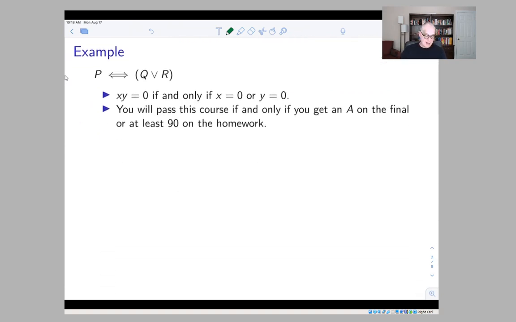Here's another example. It's similar to the first one, but it involves a biconditional statement instead of just an implication. So it says in symbols, P if and only if Q or R. And here are two examples of statements of this form. One says XY equals zero, that's P, if and only if X equals zero, that's Q, or Y equals zero, that's R. And the second example is, you will pass this course, that's P, if and only if you get an A on the final, that's Q, or you get at least 90 on the homework, that's R. So from a logical point of view, both of these statements have the same logical structure.